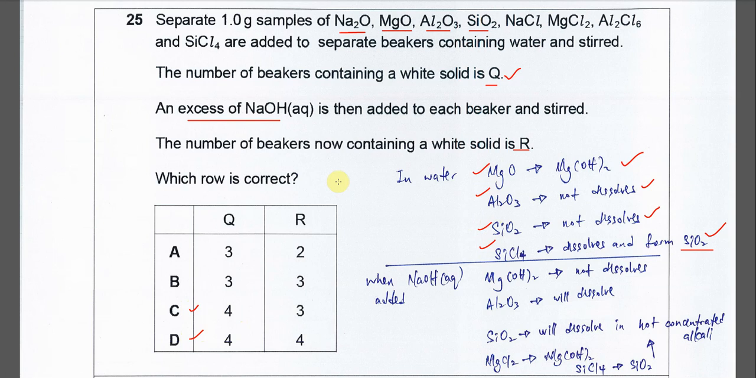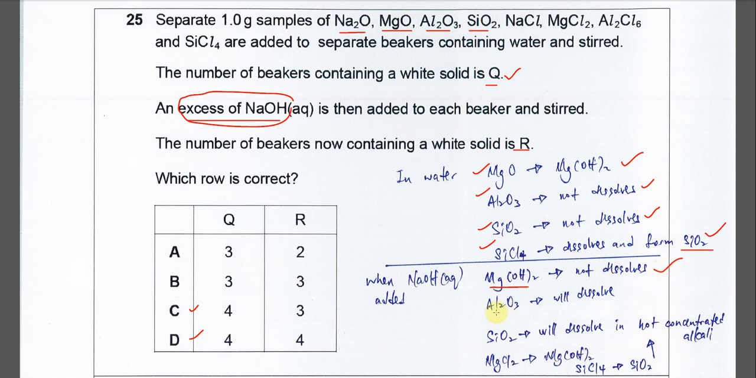Now, we will add the sodium hydroxide to each of these beakers and stir. So when the sodium hydroxide is added, the beaker with just now the sodium oxide, which is the sodium hydroxide solution, will be no change. This magnesium hydroxide solution that formed just now, when we add sodium hydroxide, also will not dissolve. The white solid is there. So this one will be white solid.